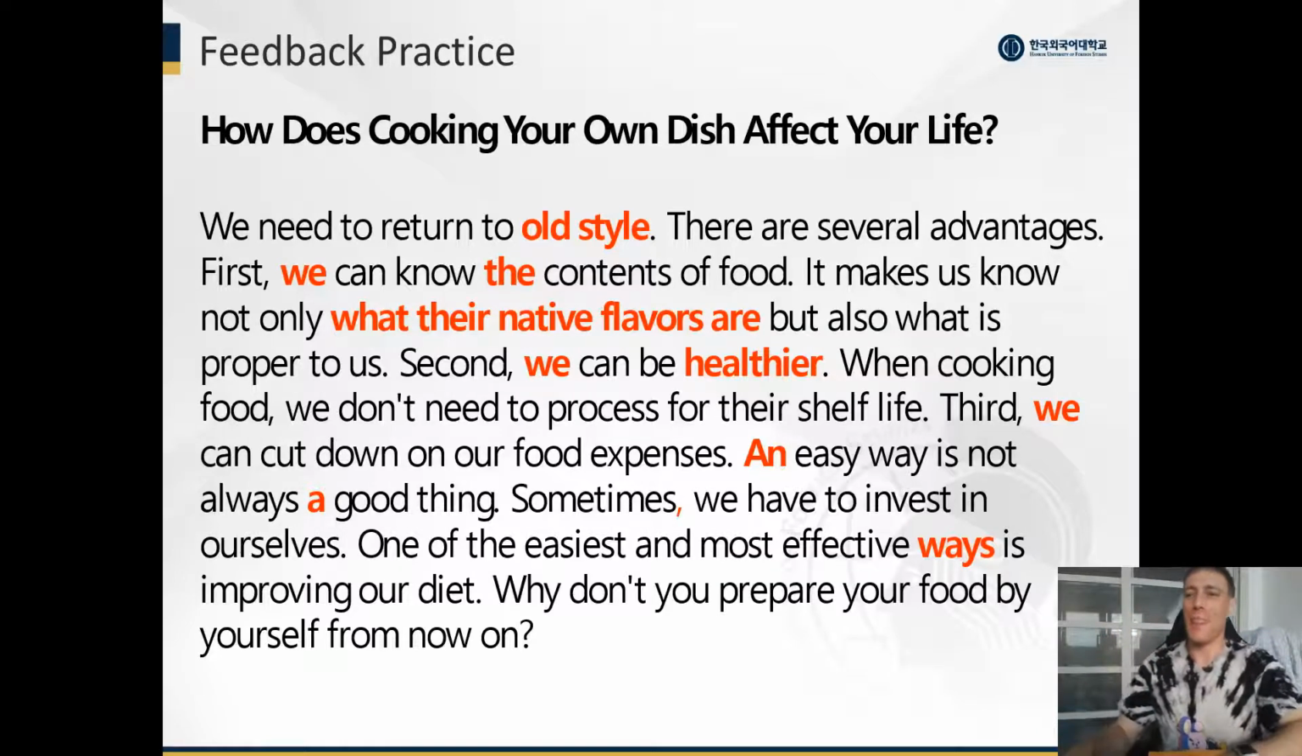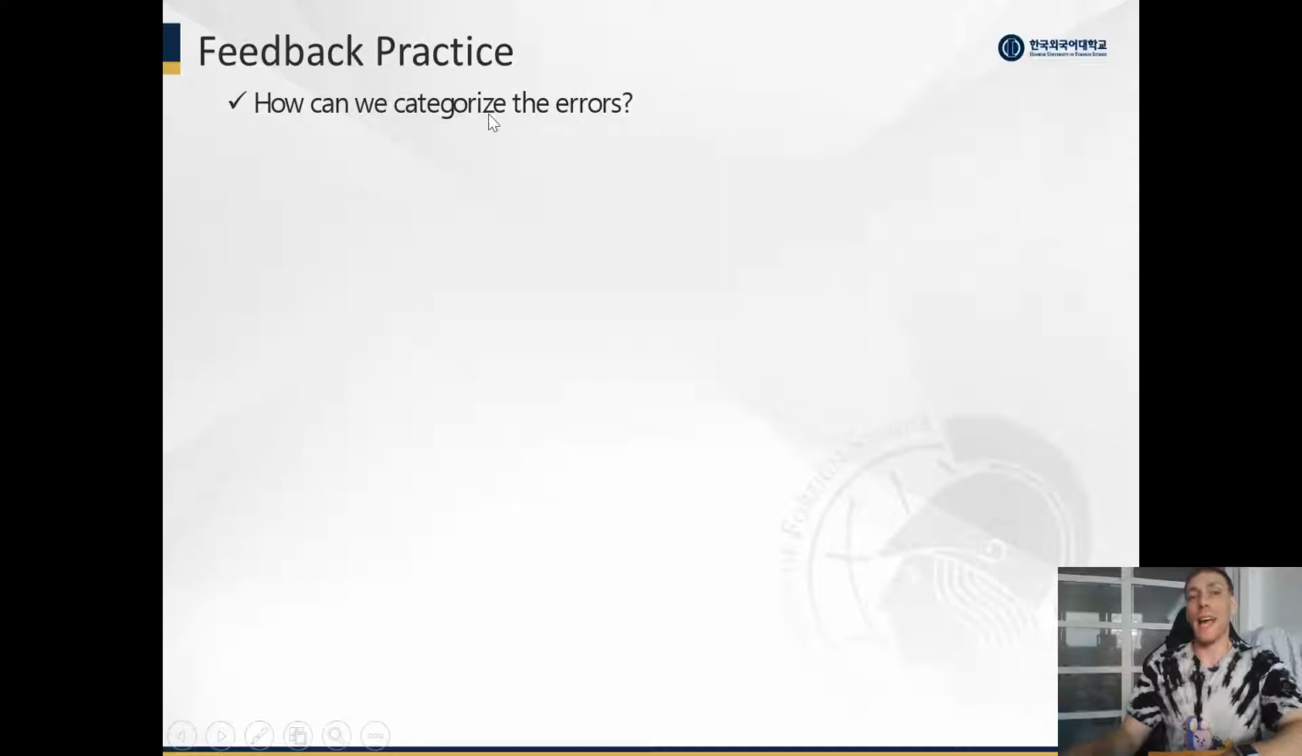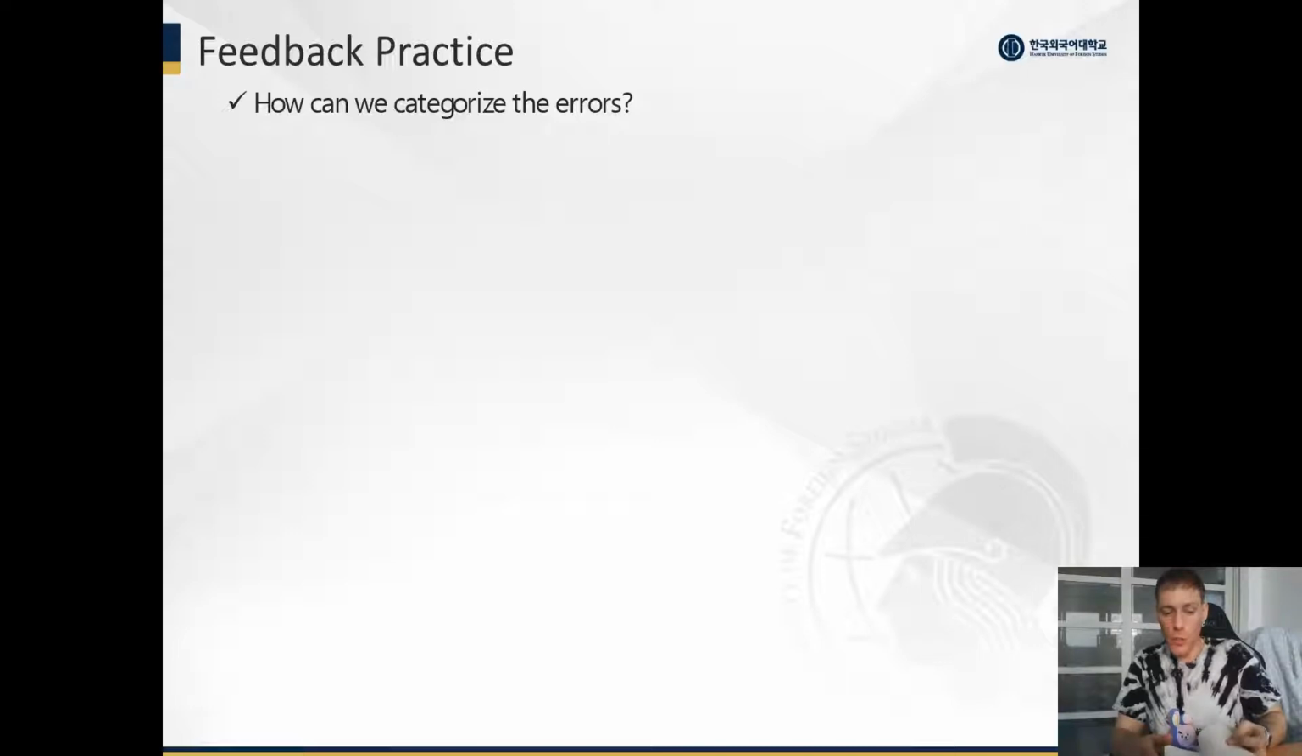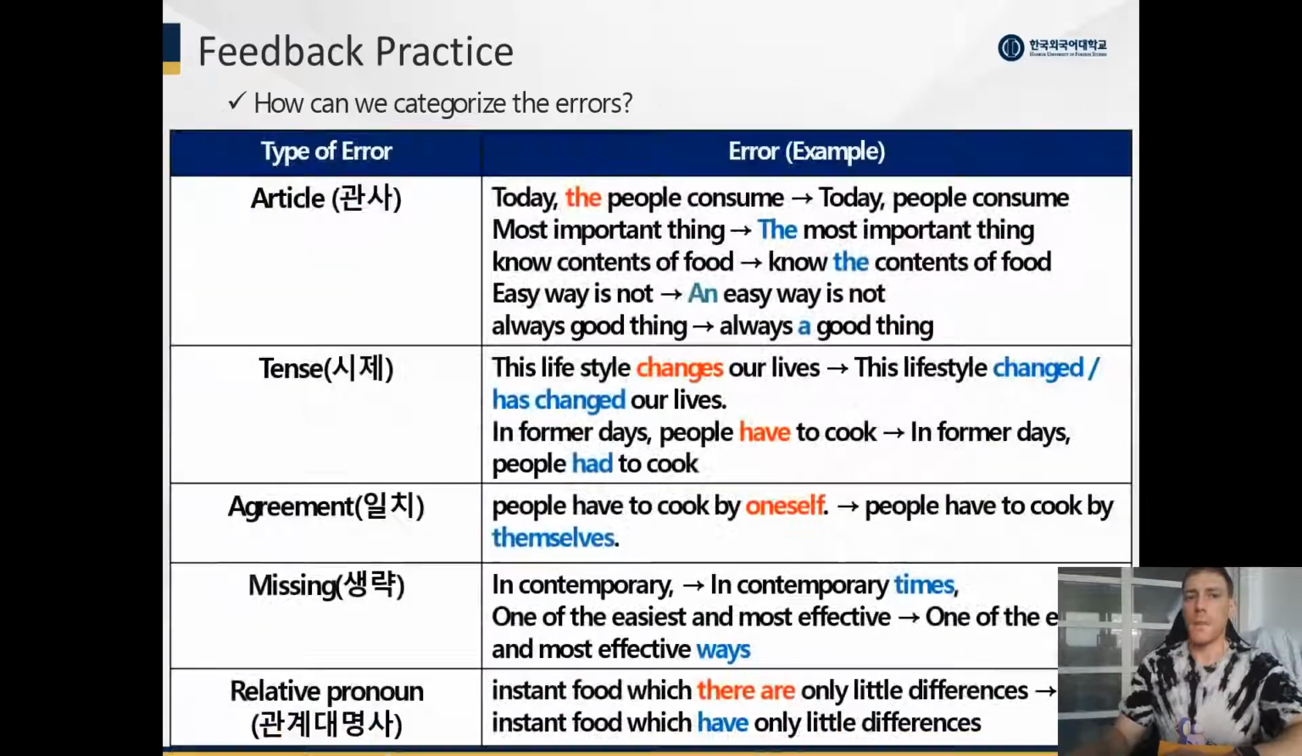And let's start, okay? So we can list them. How do we categorize these errors? So remember, this is always in the textbook. This is always there for you to do. You can see it always says, think about the mistakes. How can we check them? What are the errors? How can you categorize? There's quite a few errors in here. The first one, remember, article. Today, the people consume. Today, people consume. Most important thing, the most important thing. So no contents of food, no, the contents of food.